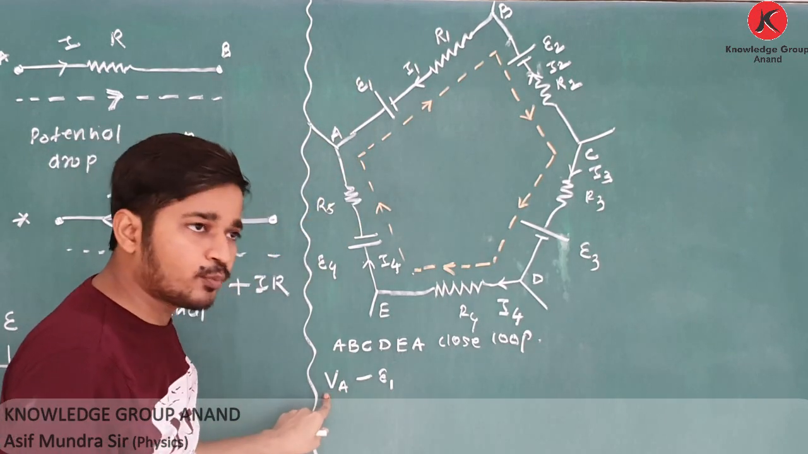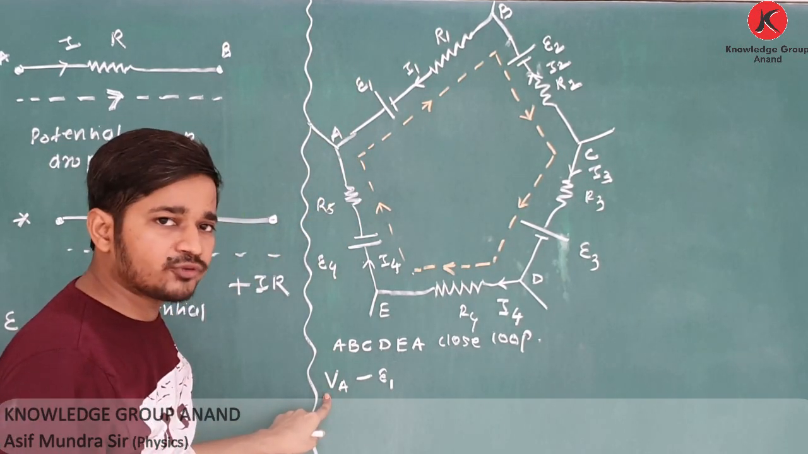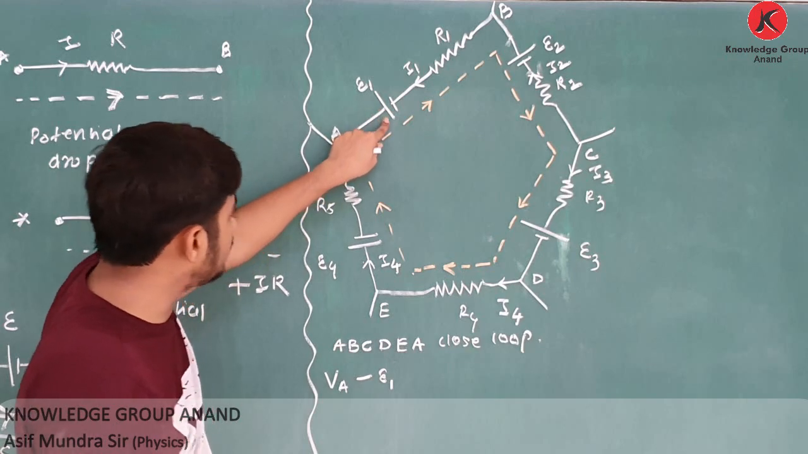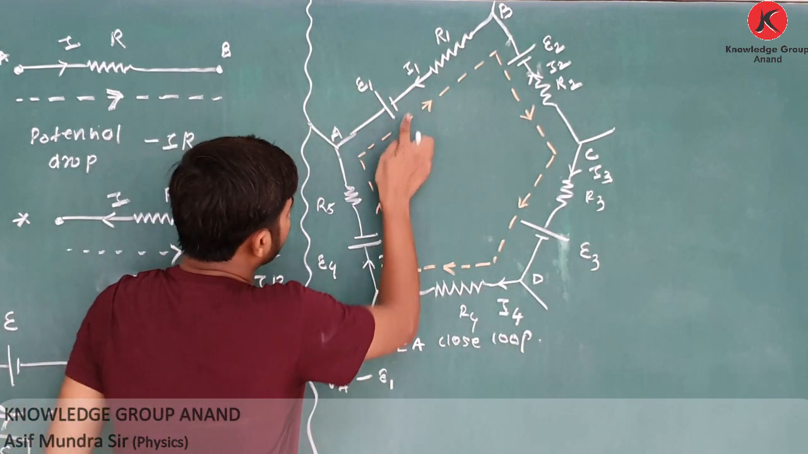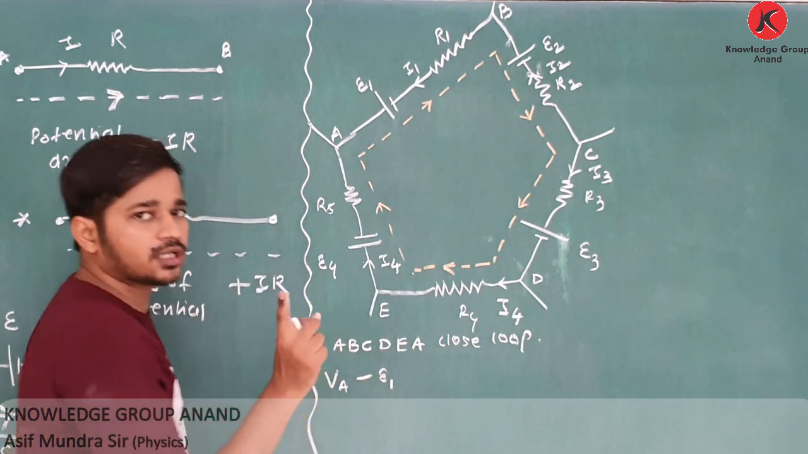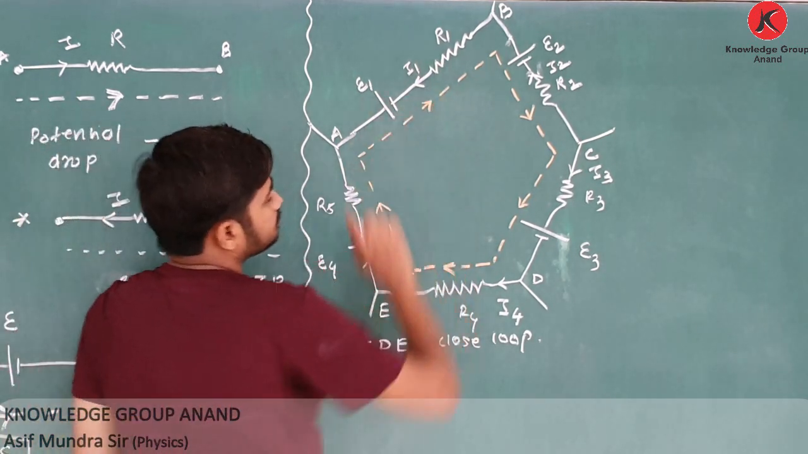Yes, we are starting from point A, so it is VA. Then the first element is a cell having EMF E1. We are moving from positive terminal to negative terminal, so it is minus E1. Clear about this? Now there is a resistor.